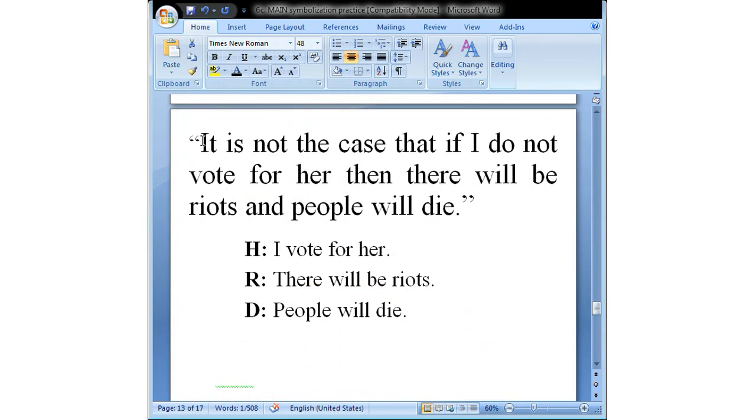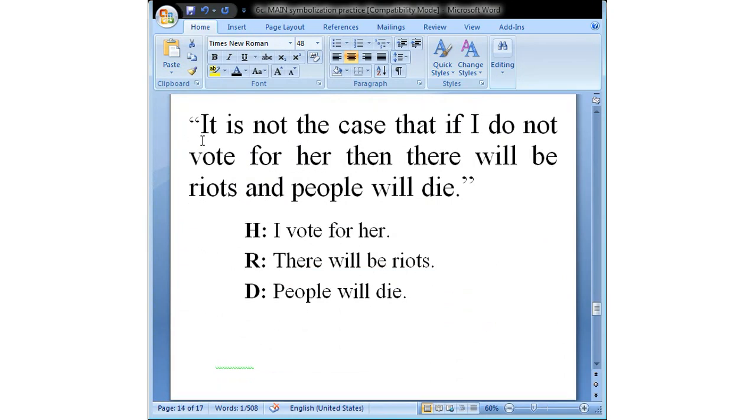All right, it is not the case that if I do not vote for her, then there will be riots and people will die. H is I vote for her. Take your time. R, there will be riots, and D, people will die. Do it on your own, but don't click the little chevron. Let everyone take the time to do it. Have H, R, and D stringing together properly symbolize this passage. And when I say so, everyone will click, but let's give ourselves a minute.